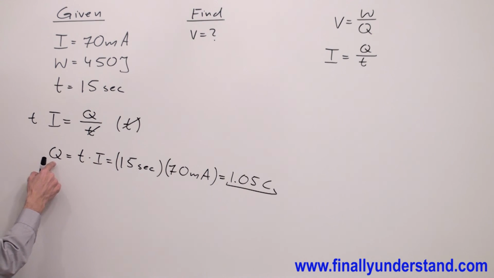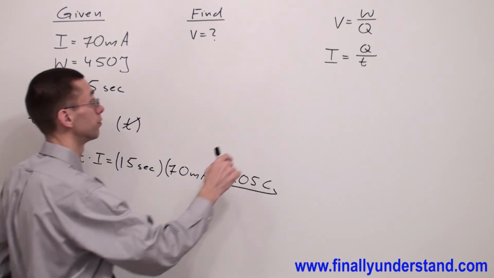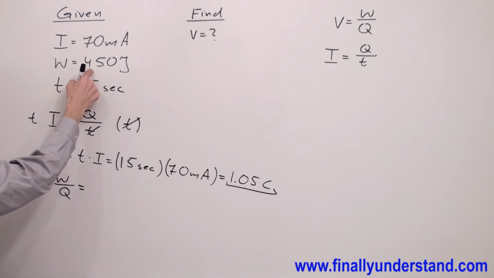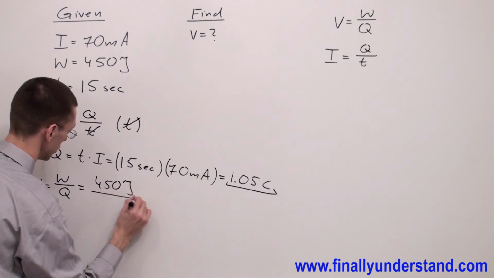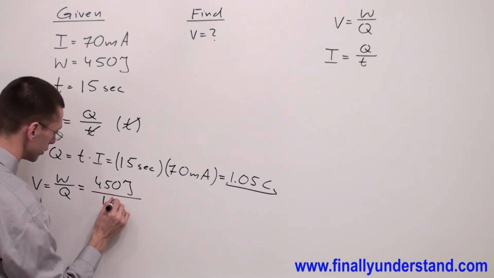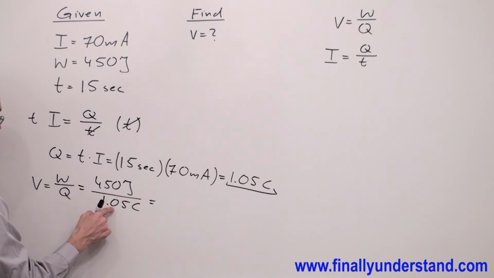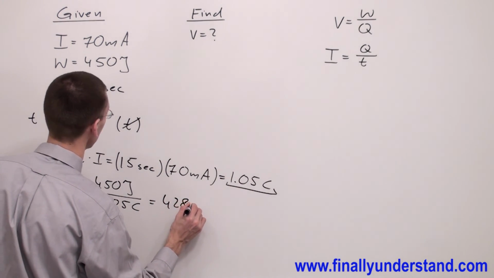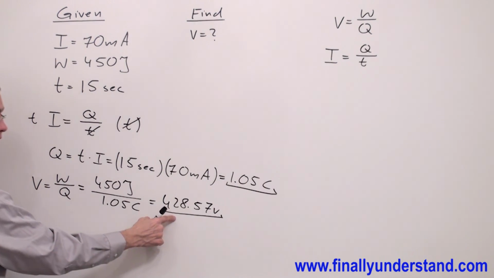Next, I'm supposed to use this charge to find the voltage. Voltage is equal to energy over charge. This is the formula for voltage. Energy is given, is equal to 450 joules, over the charge, which is equal to 1.05 coulombs. 450 joules divided by 1.05 coulombs is equal to 428.57 volts. And this is the solution to my problem.